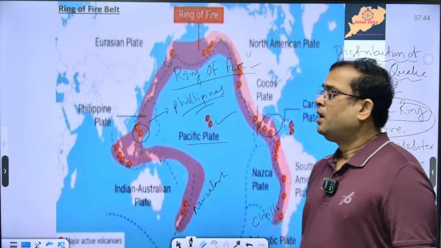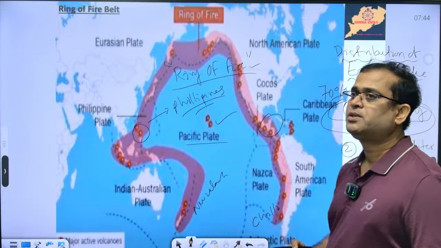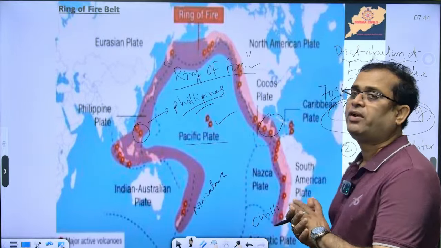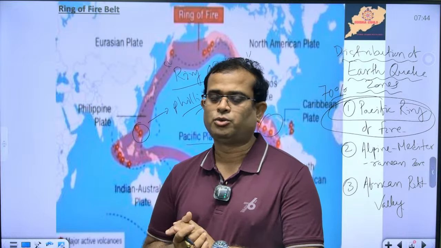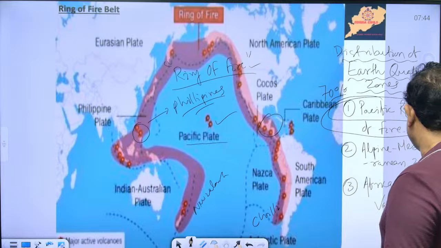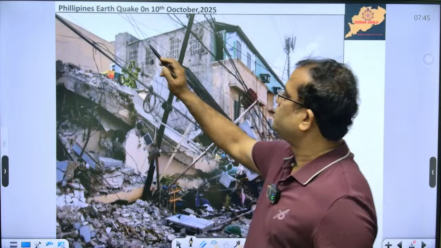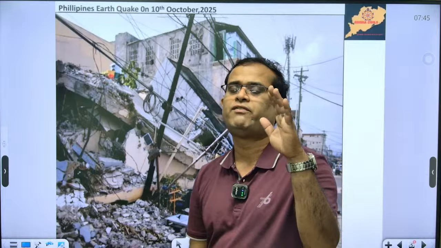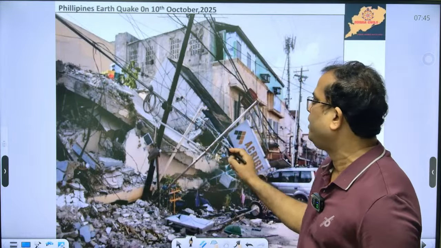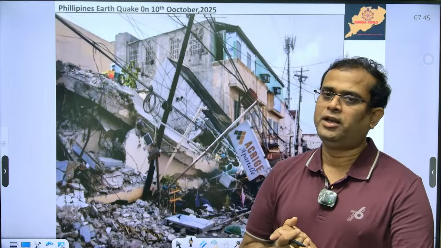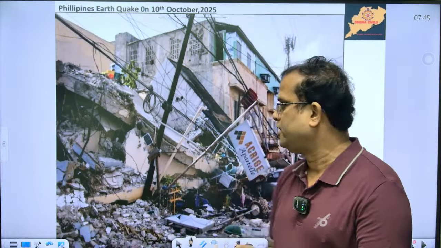As I said, 70% of the earthquakes in the world happen in the Pacific ring of fire. Let's see what the consequences are. Philippines earthquake, 10th October 2025. Just 6 or 7 days back, a massive earthquake happened in the Philippines, and also in Indonesia. This is the zone.